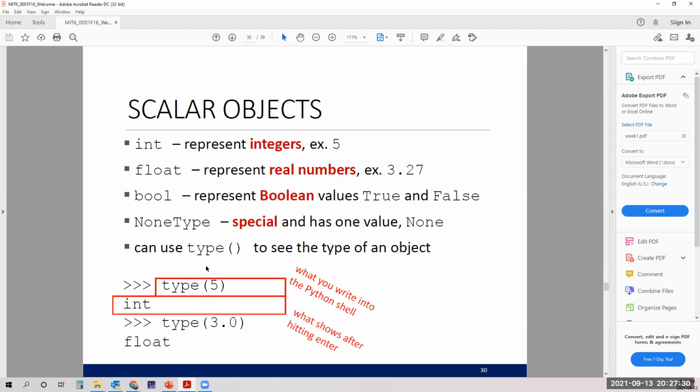We can use the word type with brackets to know the type of an object in the program if I don't know it. For example, if the object is I, then type(I) will give me the type. type(5) gives integer, type(3.0) gives float. And if I write type(3), it will give me integer.